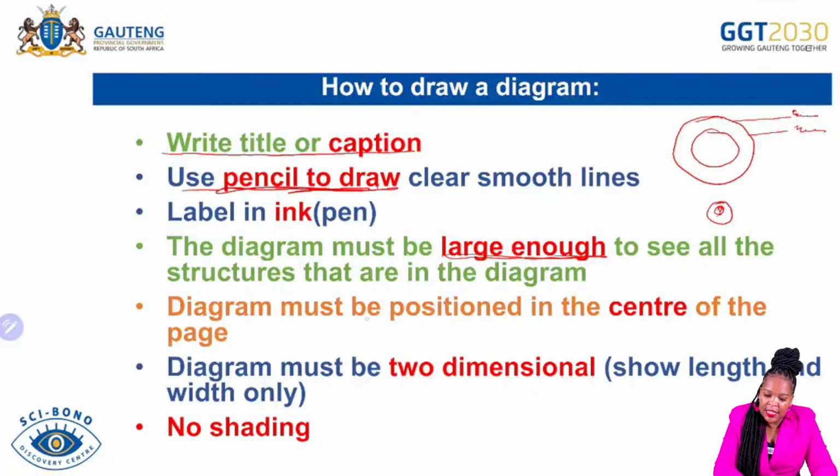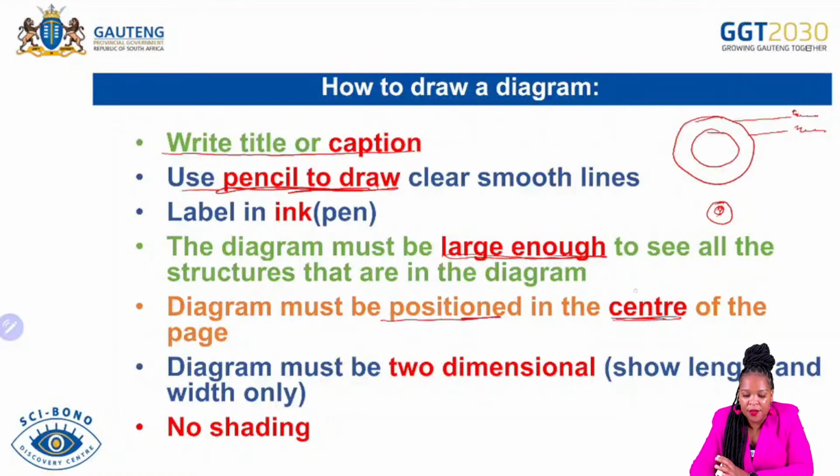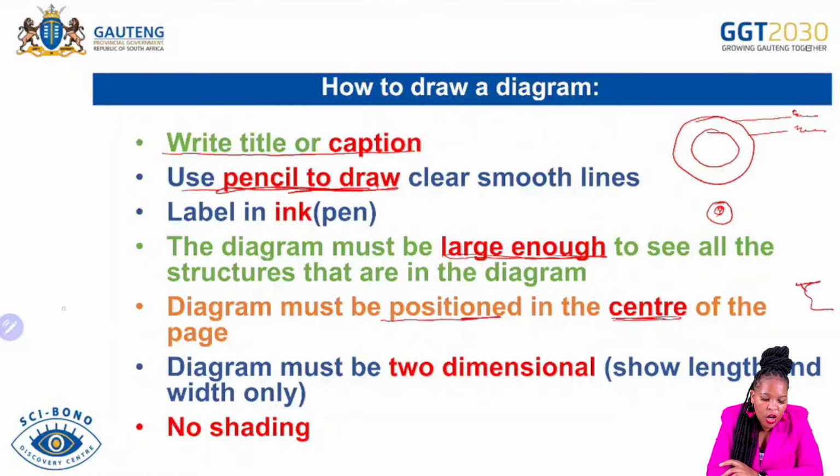And then the diagram must also be positioned in the center of the page. Don't draw it towards the right of the page or towards the far left. Just make sure that it's visible in the center, and it will also give you enough space to draw your label lines and also to write the labels in ink.